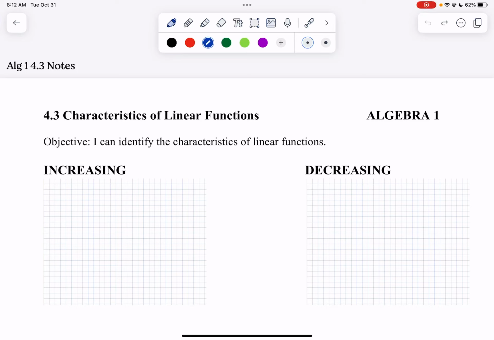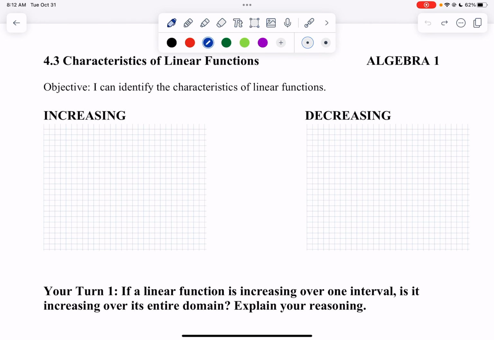Characteristics of linear functions. Now that we know how to graph linear functions and write linear functions, we're now going to talk about all of the different characteristics of a linear function. So our objective is to identify the characteristics of a linear function. Okay, first, our linear functions can kind of be divided into two categories, increasing or decreasing.